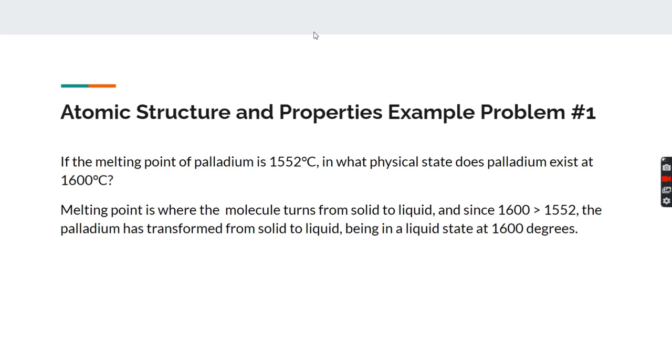So atomic structure and properties is my first example problem. So if the melting point of palladium is 1552 degrees Celsius, in what physical state does palladium exist at 1600 degrees Celsius? So since the melting point is where molecule turns from solid to liquid, like ice melting at 0 degrees Celsius, 1600 is more than 1552. So the palladium will be a liquid now, since it is past the melting point.